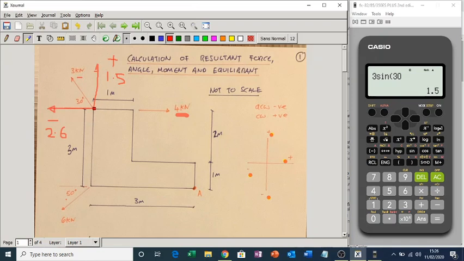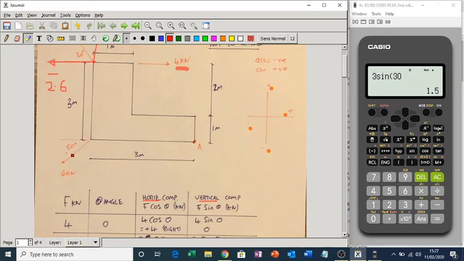You could go the other way. If I was to pull something 1.5 kilonewtons up and 2.6 kilonewtons this way, the resultant force would be 3 kilonewtons that way at 30 degrees. So that one's sorted. Here's the next one.